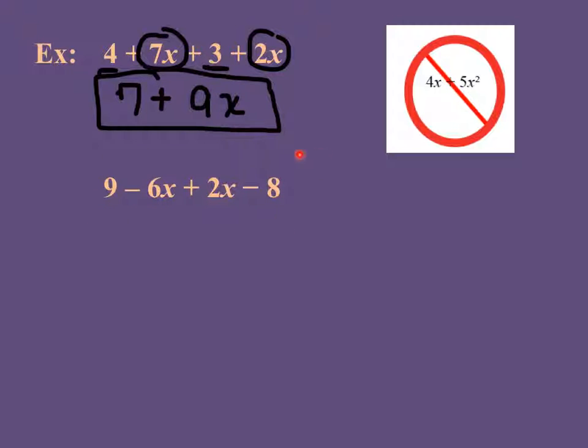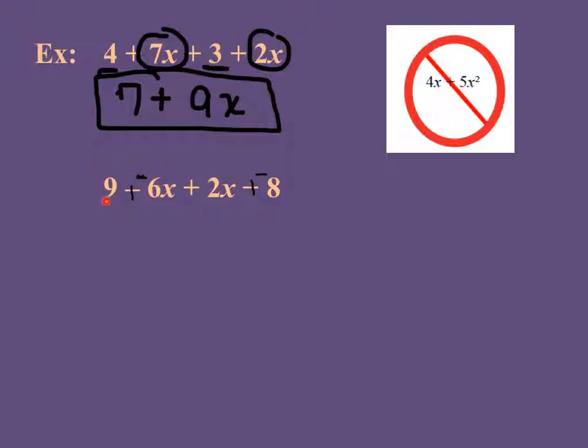On this example, we still have 4 terms. We have a 9, a negative 6x, a 2x, and a negative 8. These negative signs are important. So to make sure that I don't forget about those negative signs, I could actually go through and change them to plus negative, and now I can combine like terms.